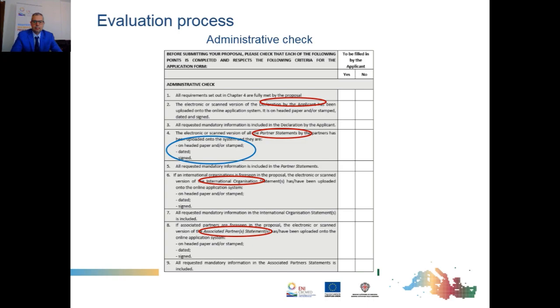Another aspect that needs to be taken into account is a specific declaration for international organization. For the definition of international organizations, please refer to the guidelines for applicants. During the administrative check, we will check that besides the partner statement that still needs to be signed by the international organization participating as a partner, the specific declaration for international organization must also be included.